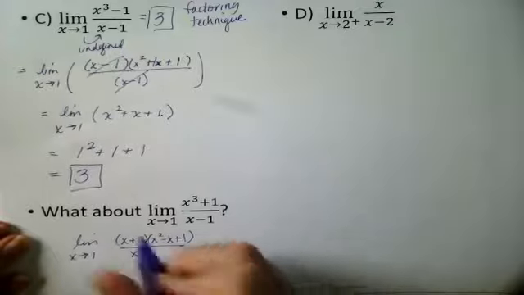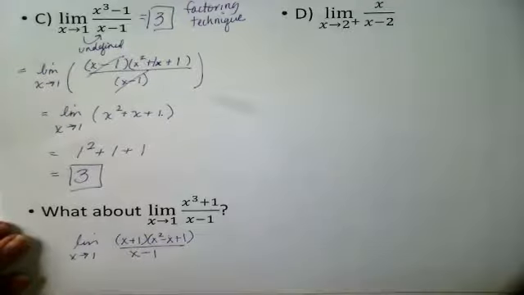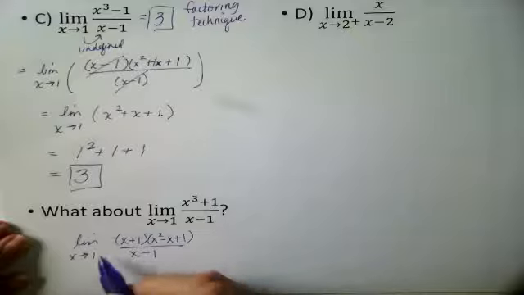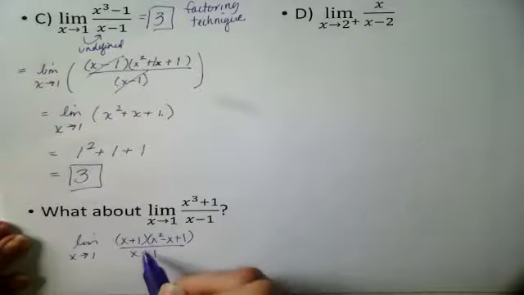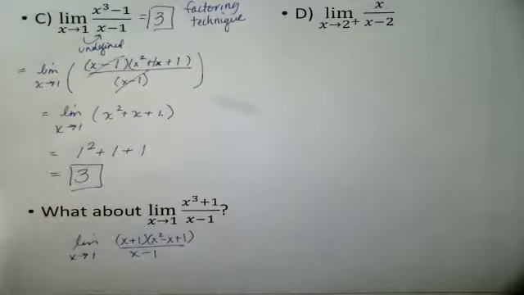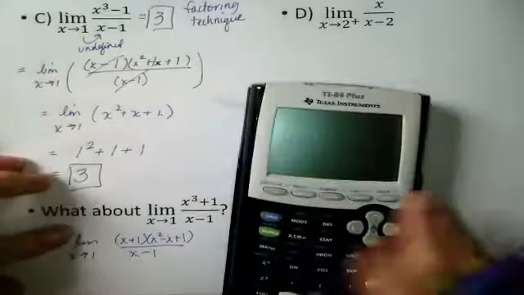You'll notice that this one does not reduce. These signs are different, and I actually can't find this limit. There's nothing algebraically that I can do to this to help clean it up. You can also see it graphically if you were to graph this one.